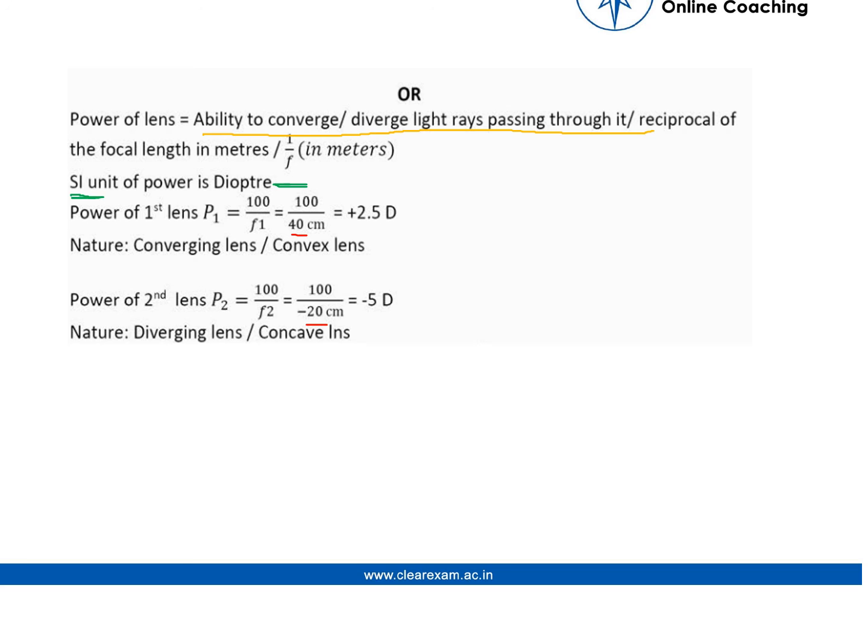So P1 is equal to 100 upon focal length, so it comes out to be plus 2.5 diopter. It is the power of the first lens, and similarly the second lens power came out to be minus 5 D by this simple formula. And the nature is diverging lens or concave lens, and this lens having plus power was a converging lens or convex lens.